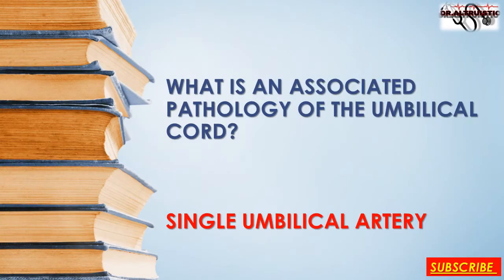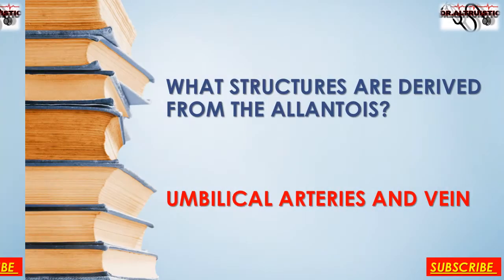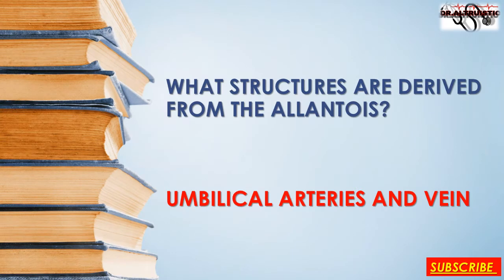What is an associated pathology of the umbilical cord? Single umbilical artery. The umbilical arteries and umbilical vein are derived from the underscore. Allantois. What structures are derived from the allantois? Umbilical arteries and vein.